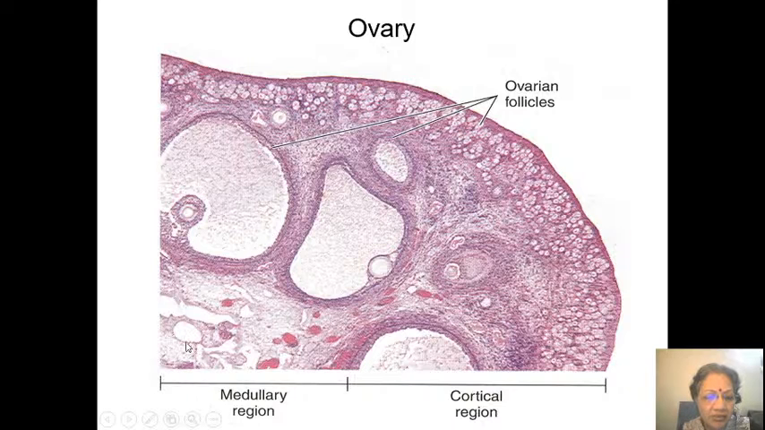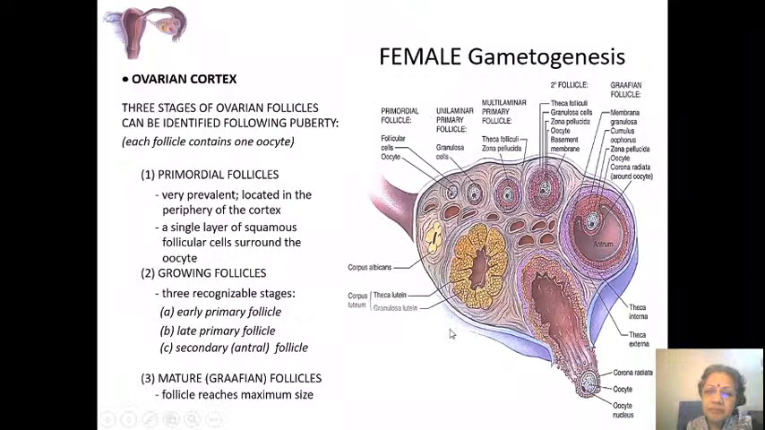Now this area where there are no follicles and there are only blood vessels and connective tissue is called the medullary region, and from here to here, wherever there are follicles right up to the surface, is called the cortical region. So there are three stages of the ovarian follicles.